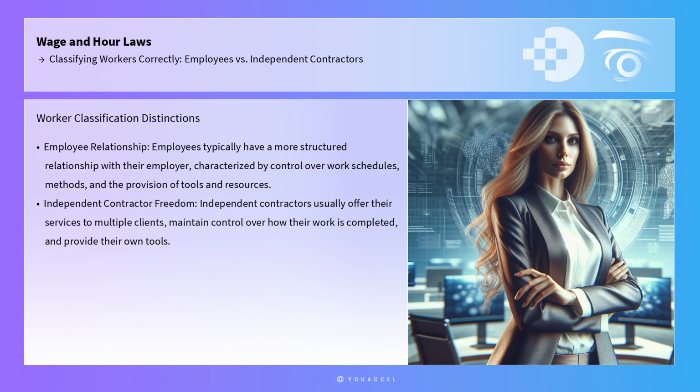At the heart of worker classification is the distinction between an employee and an independent contractor. Employees typically have a more structured relationship with their employer, characterized by control over work schedules, methods, and the provision of tools and resources. Independent contractors, on the other hand, usually offer their services to multiple clients, maintain control over how their work is completed, and provide their own tools.